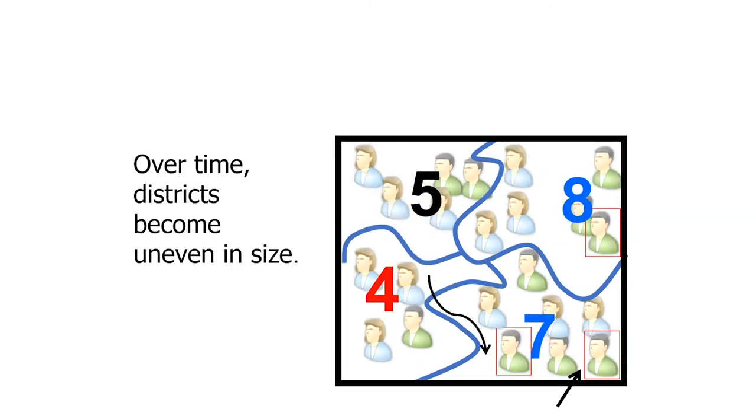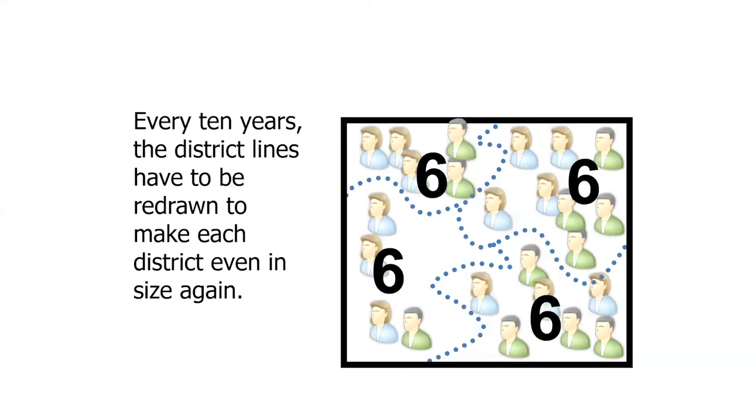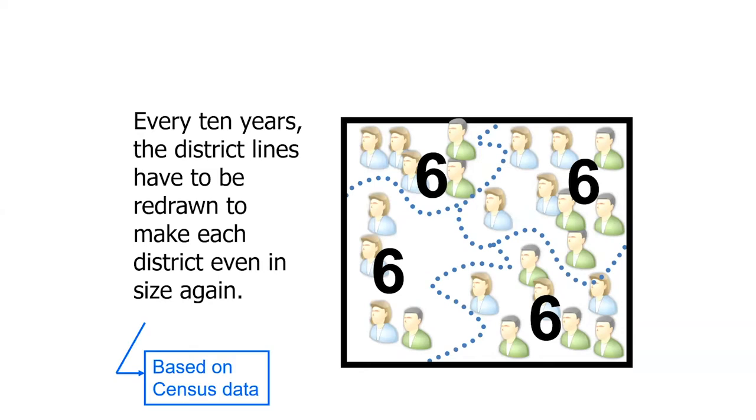But over time, with population change, the districts become uneven in size. People move from one place to another. There are different growth rates. So we have to go back to make those population numbers equal. And this is why we have to have good quality, fair, and accurate census data, because it's that census data that determines what the population size of the state and the number of residents we have.